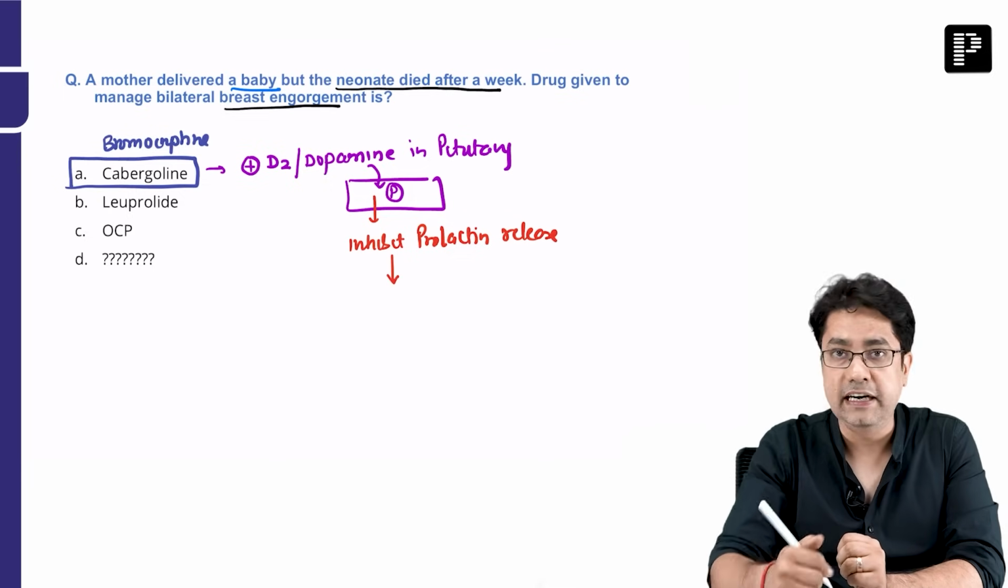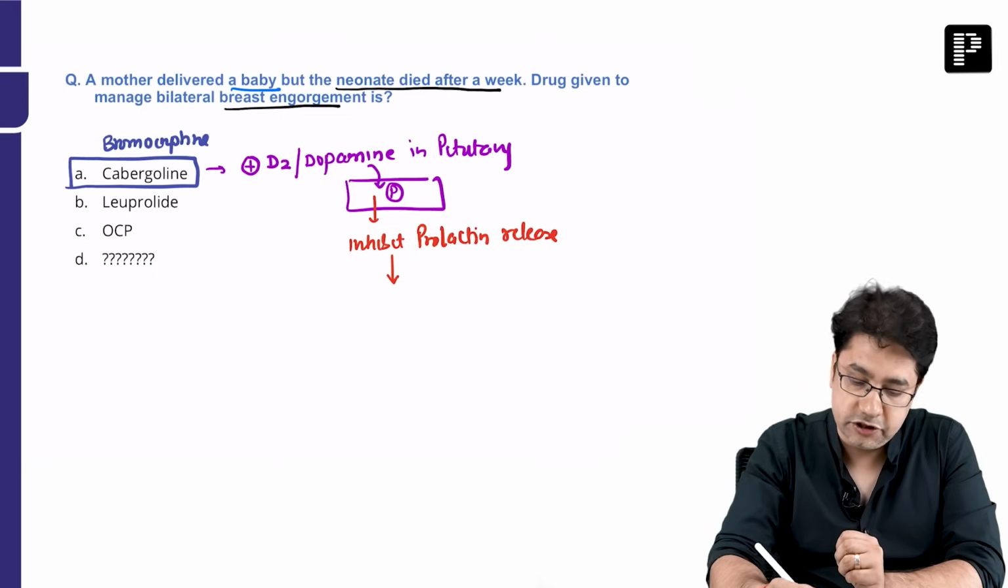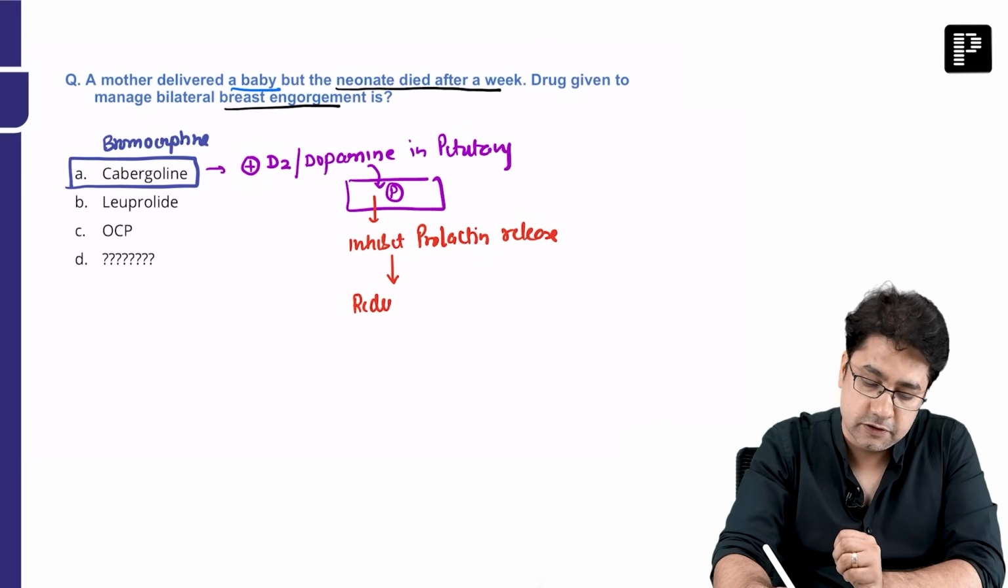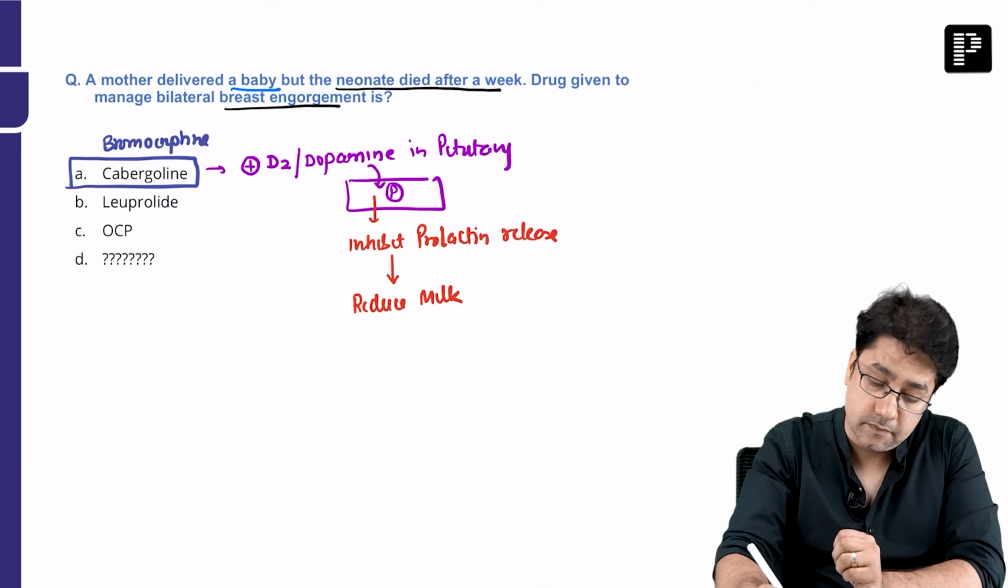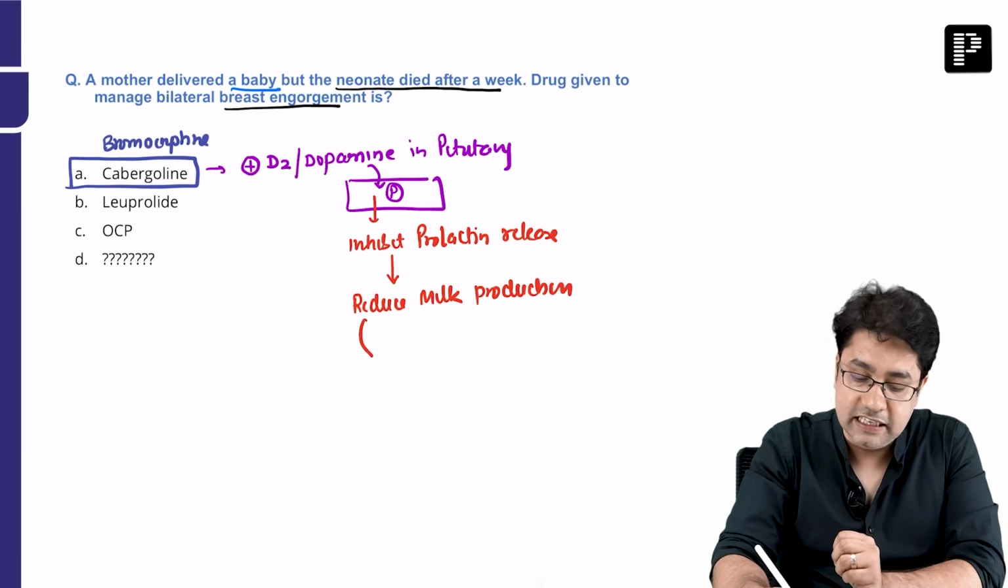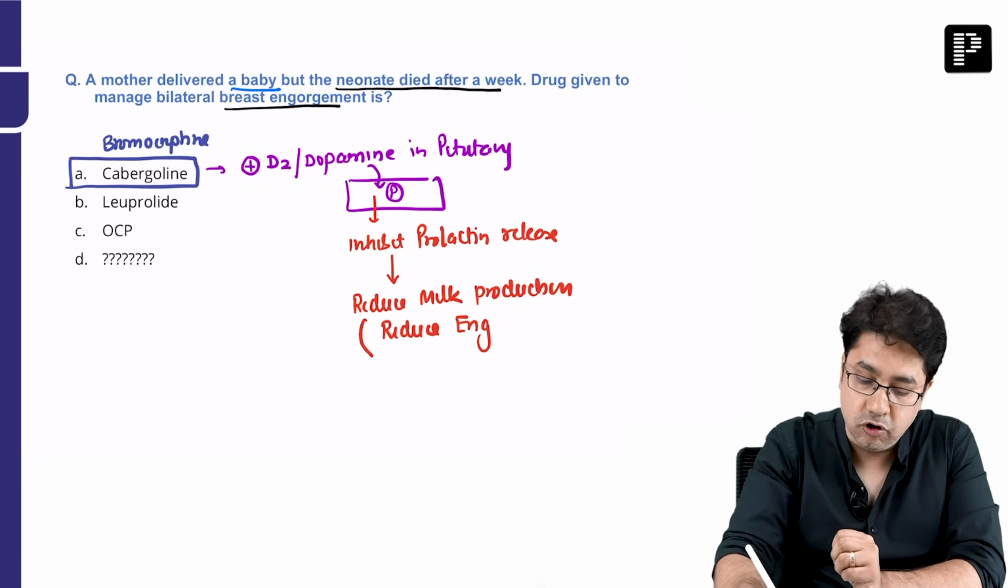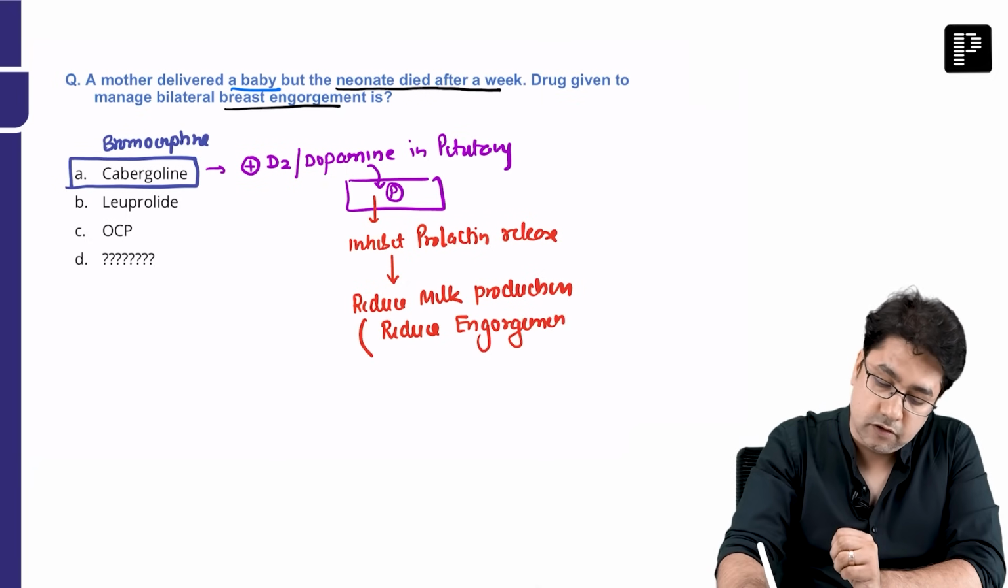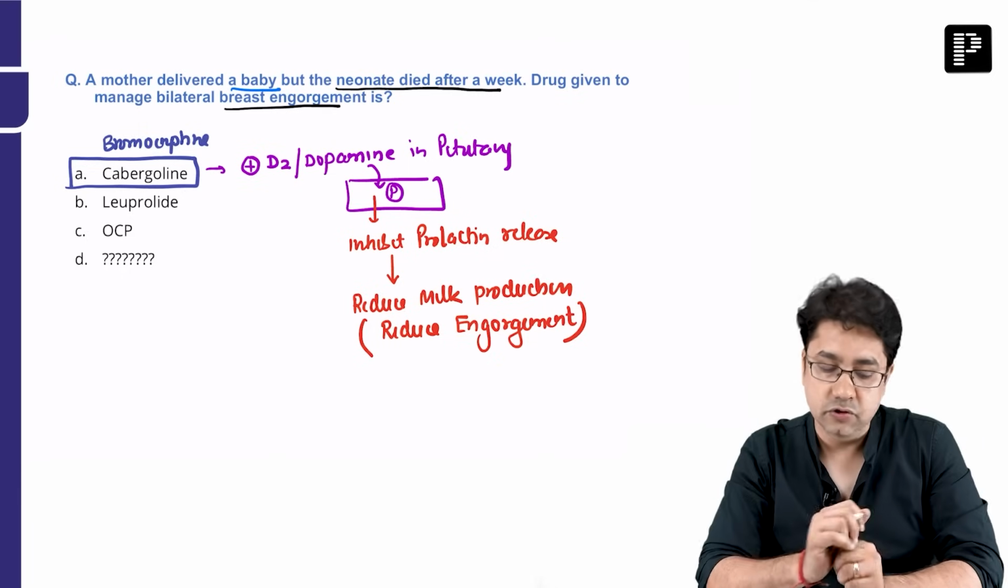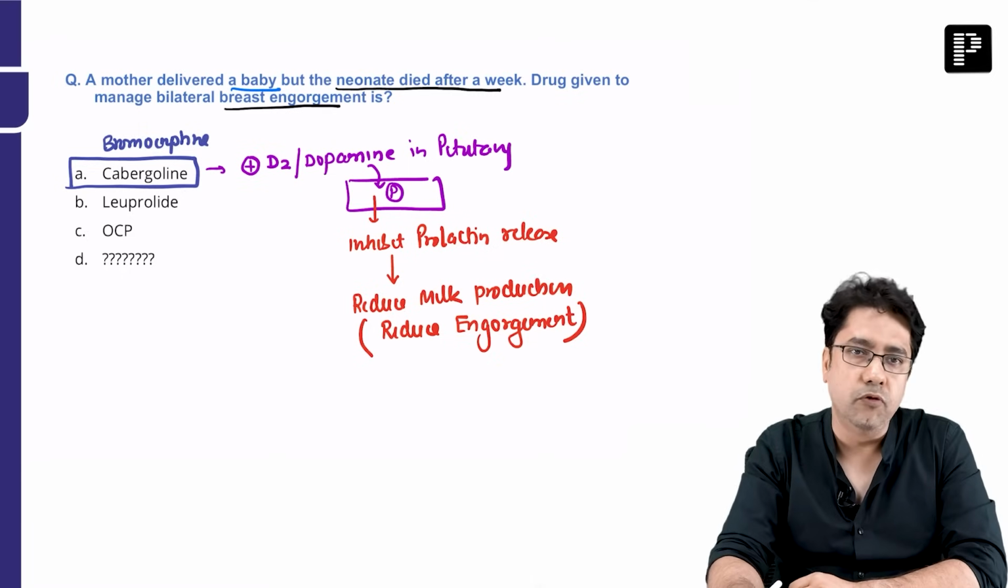We all know prolactin is responsible for milk production. Hence it reduces milk production. And if there is decrease in milk production, the breast size will reduce. Can we say it will reduce breast engorgement or swelling of breast? So the answer is cabergoline or bromocriptine.